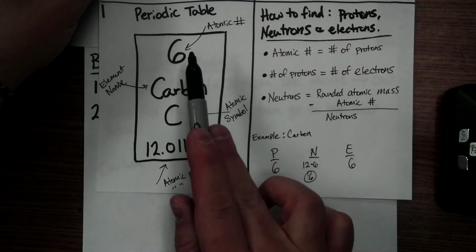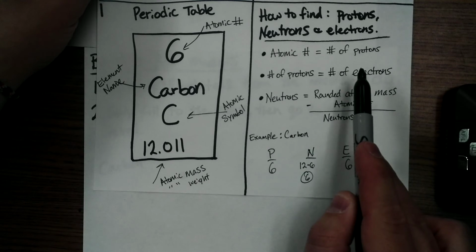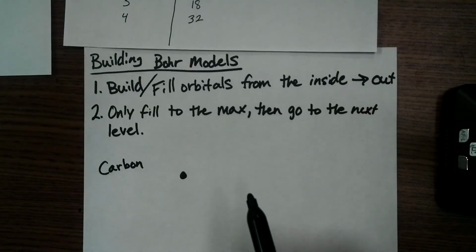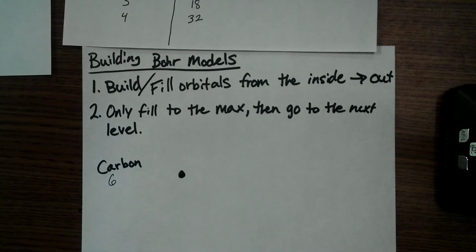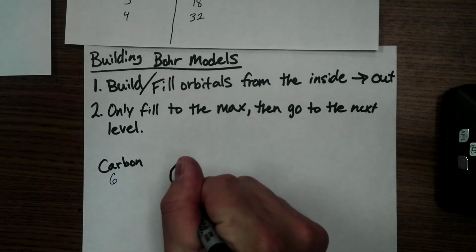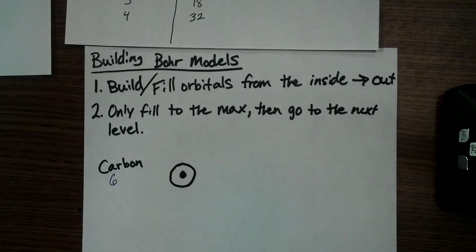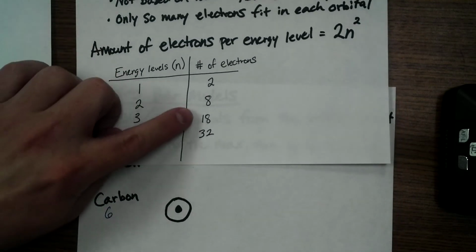Our atomic number is 6, and we know that our atomic number is the same as the protons, and the protons are the same as the electrons. So we have 6 electrons that we need to model, I guess we could say. All right? So if the black dot represents the nucleus, then our first ring on the inside can hold a maximum of 2 electrons.